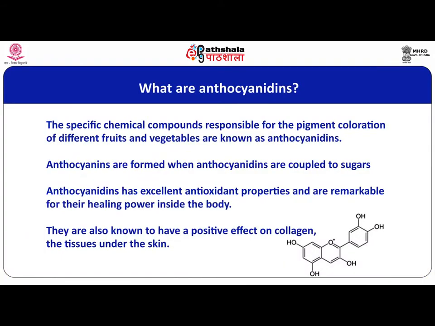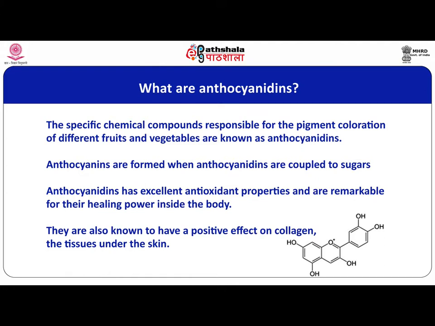What are anthocyanidins? They are the specific chemical compounds responsible for the pigment coloration of different fruits and vegetables. They are known as anthocyanidins. These powerful chemicals are packed in these colored foods. Anthocyanins are formed when anthocyanidins are coupled to sugars. These sugars can be coupled at different places and so many different sugars are present in plants. Hence, a large range of anthocyanins can be formed.